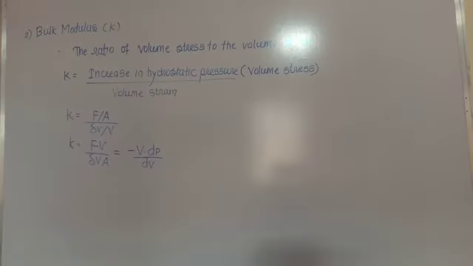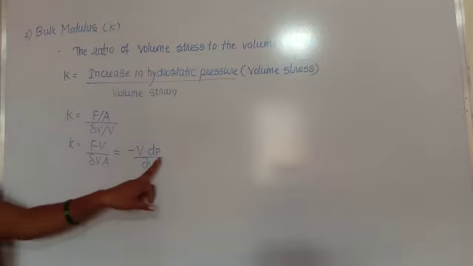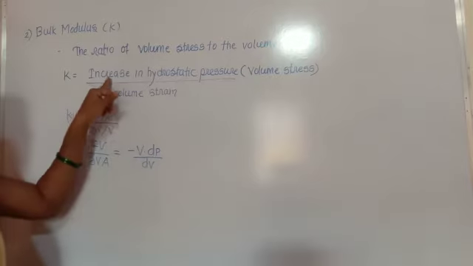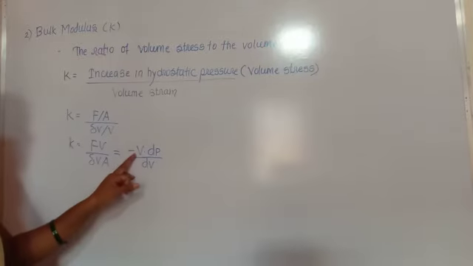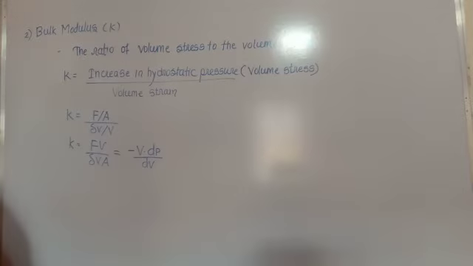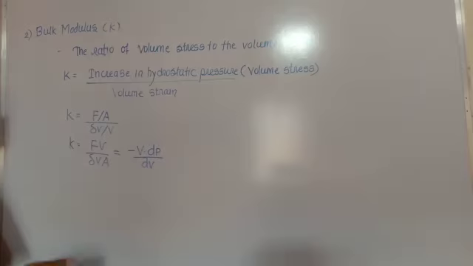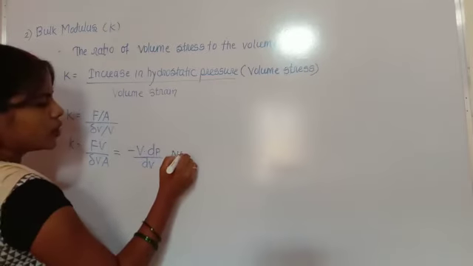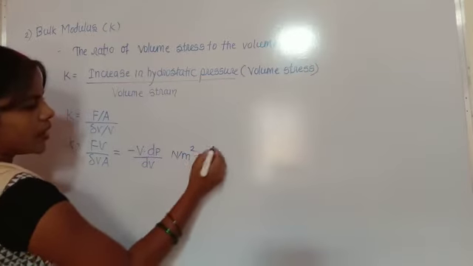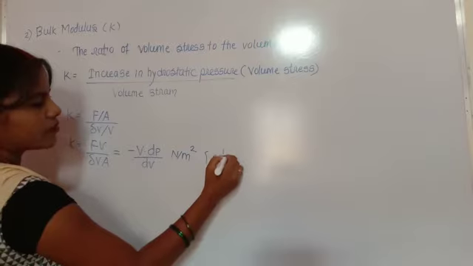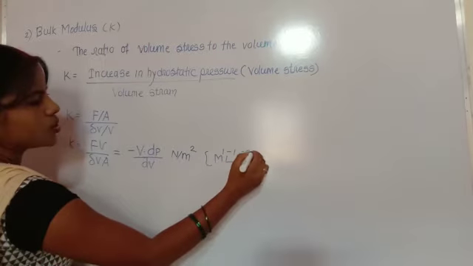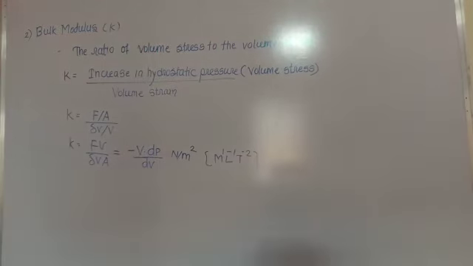The negative sign indicates that there is a decrease in the volume when we increase the pressure. When the hydrostatic pressure increases, there is a decrease in volume, so that's why there is a negative sign. The unit of K, the bulk modulus, is Newton per meter square, and the dimension is M1 L minus 1 T minus 2. So this completes the bulk modulus.